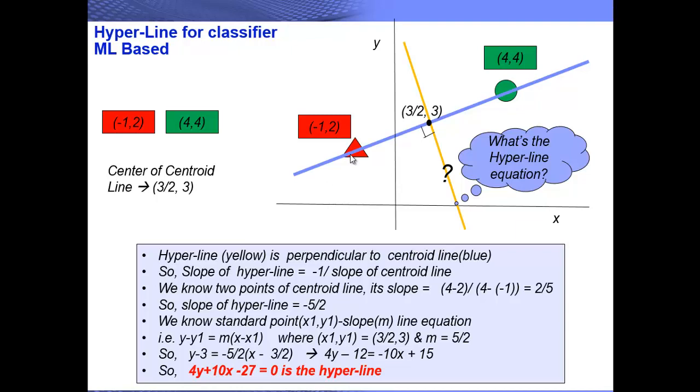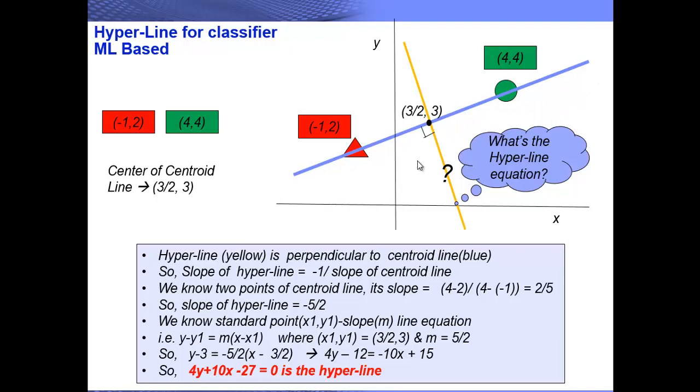Now when you have these two centroids, take the midpoint on this line. That's -1 plus 4, which is 3, and these are the 2 points, so the mean point is divided by 2, so 3 by 2. And 2 plus 4 is 6, 6 by 2 is equal to 3. So (3/2, 3) is going to be the midpoint of these two centroids on this line.